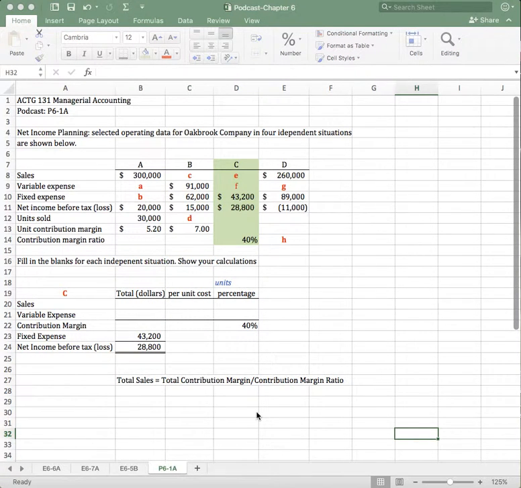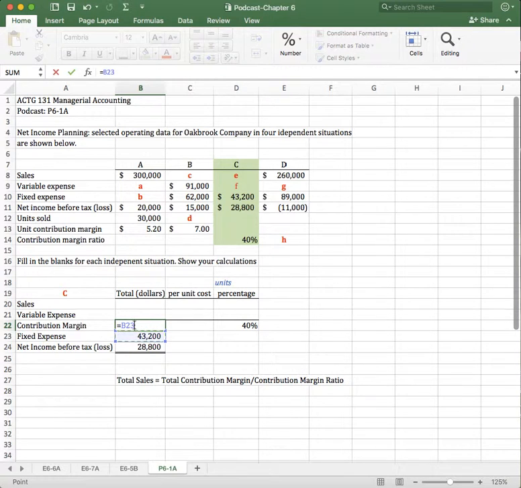Okay, I'm back, and I've set up the problem so we can solve scenario C. So this is the information given. Fixed expense, $43,200. Net income before tax or a loss, and 40%. So we want to calculate total sales and total variable expense. In order to do that, we need to calculate first the contribution margin.